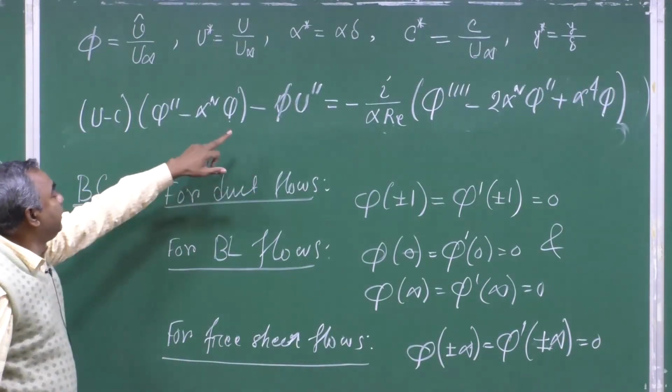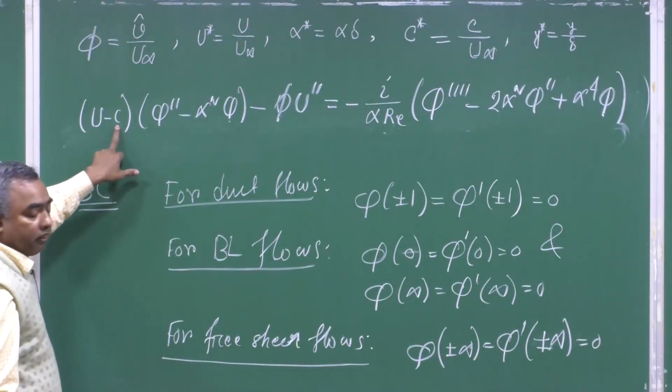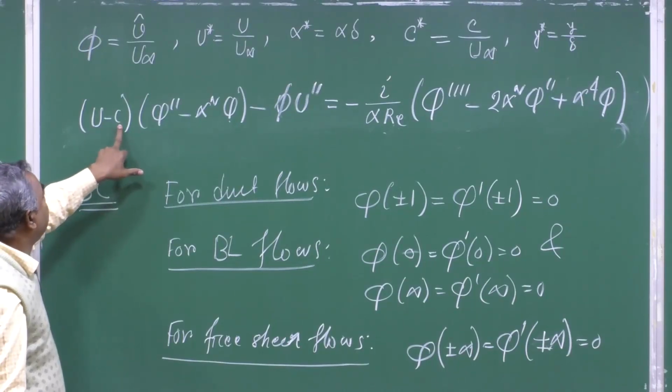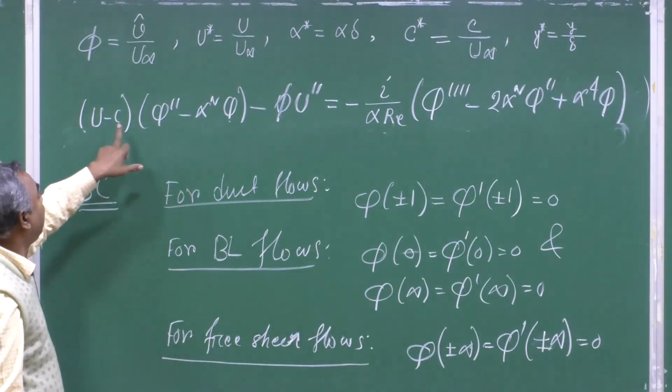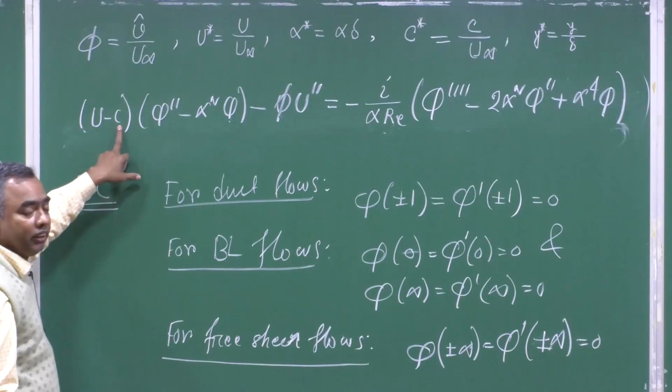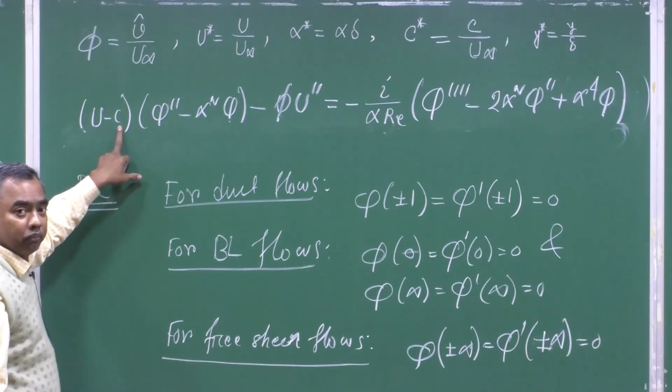So, anyway, that means you see that this equation will be satisfied for some particular values of C, and those C's can be considered as eigenvalues.